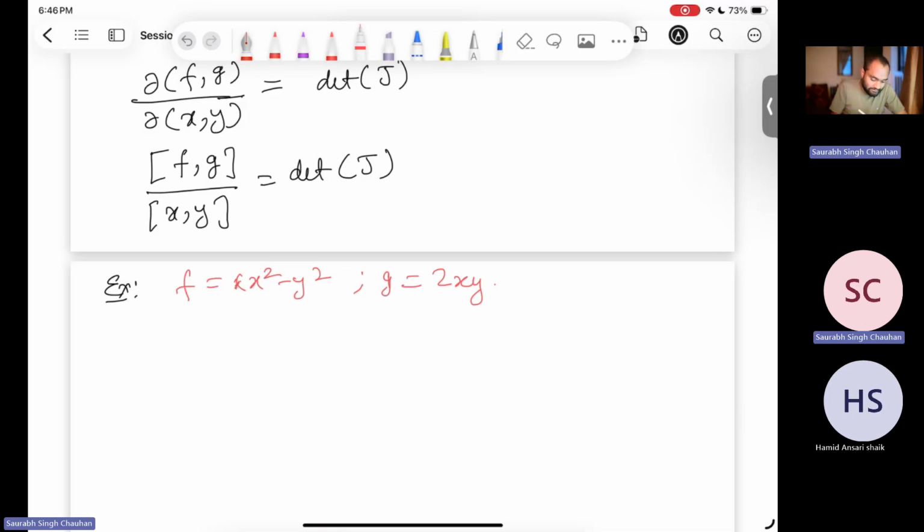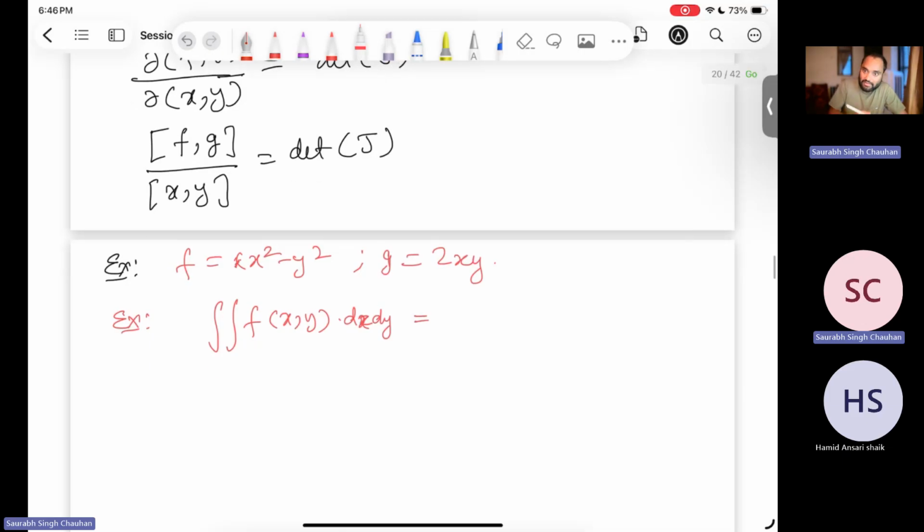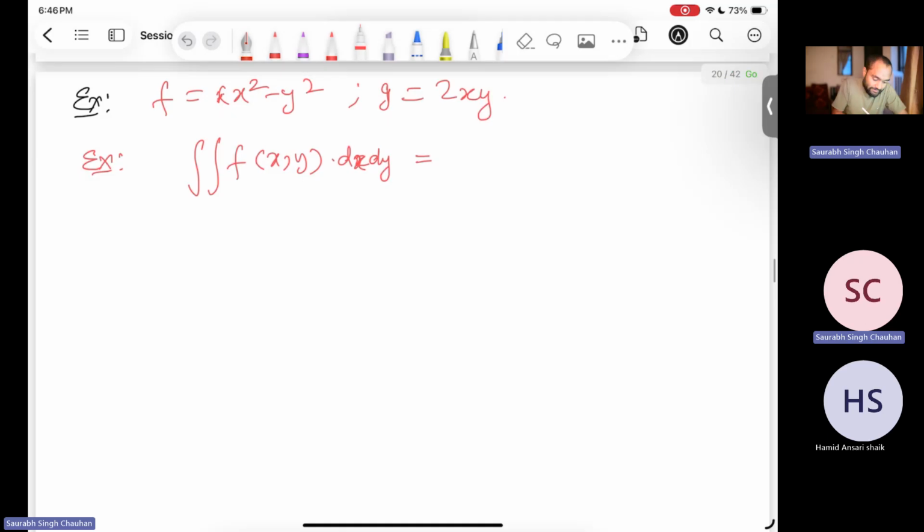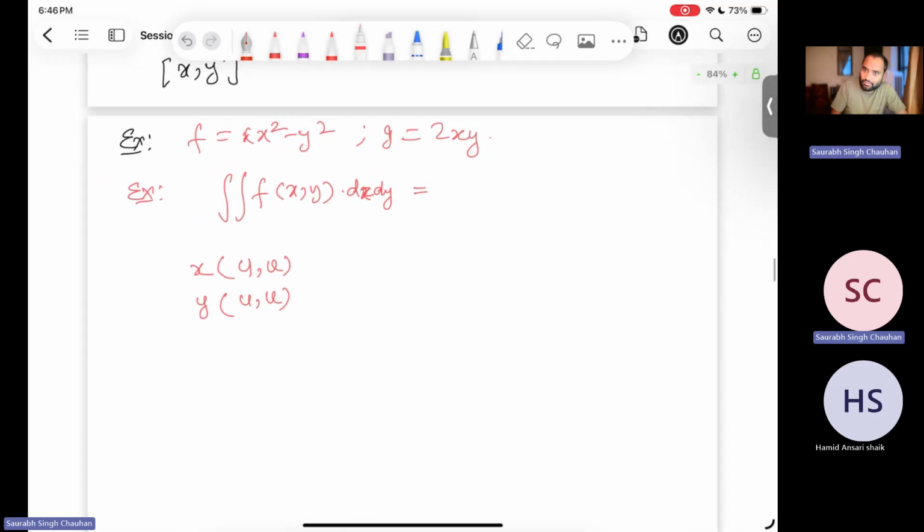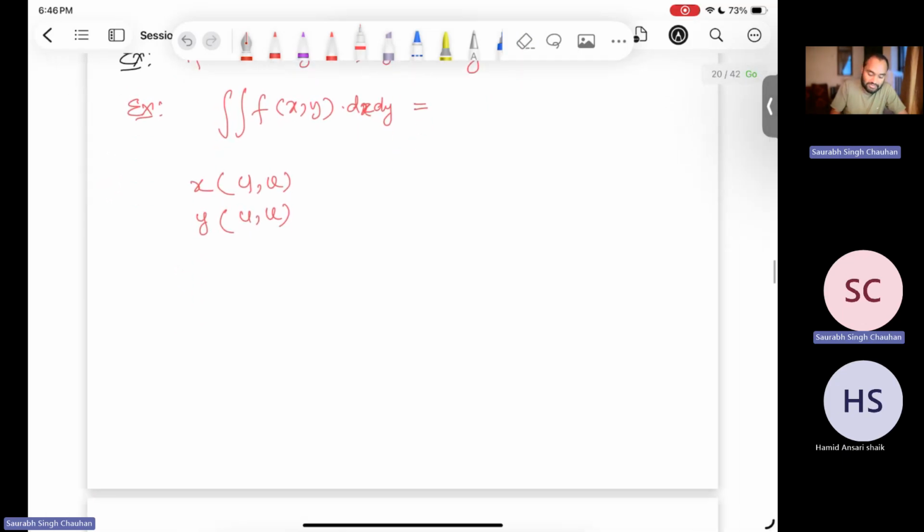Another example, and why we want to use it: for example, you have an integration of a function of x and y, with dx comma dy. This is the integration, and you want to integrate it. But the direct integration may sometimes be difficult. Then what you do is use other variables u and v, and write x and y in terms of u and v. So you write x as a function of u and v, and y also as a function of u and v. Like that you do many times.